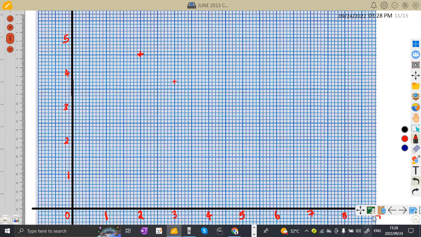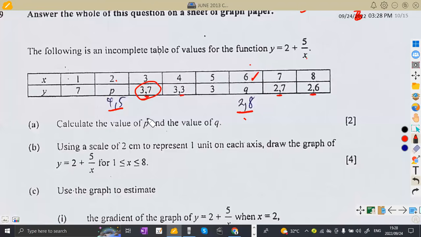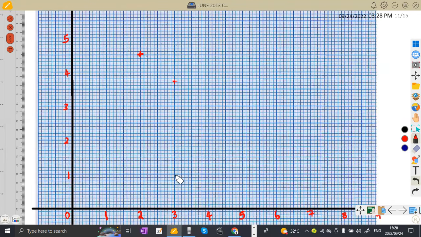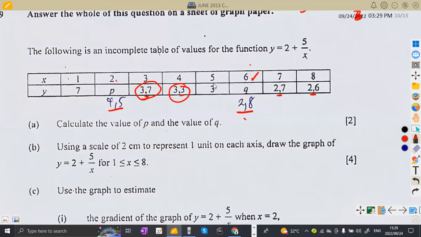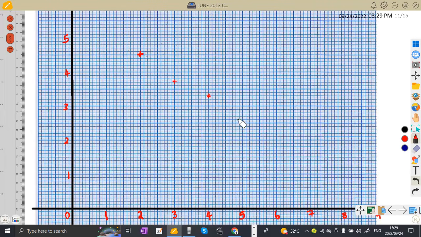Then we move on to 4. It's 4 versus 3,3. So 3,3 is just above 3. This is 4, and this is our 3 here. For 3,3, we count 3 boxes from that 3: 1, 2, 3. This is our 3,3 here. Mark a point, just put a plus there, or an X, whatever you're going to use to mark a point. Then 5 versus 3, here. This is our 3, so we mark a point, 5 versus 3.